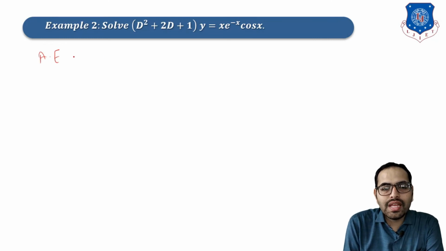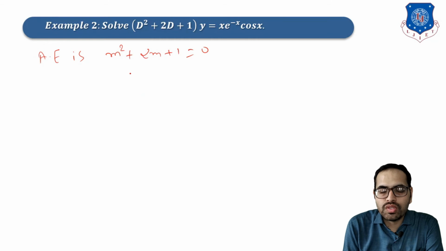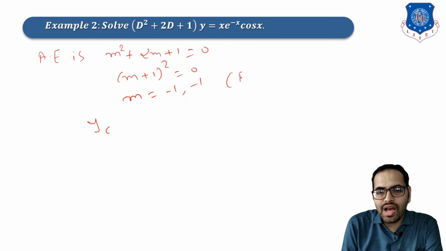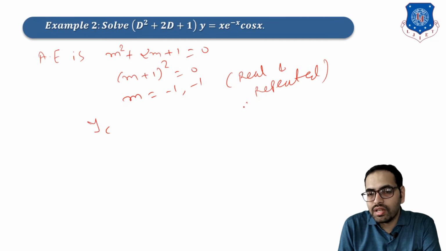Then the auxiliary equation is m square plus 2m plus 1 equal to 0. Here it is a square plus 2ab plus b square, so it becomes m plus 1 whole square equal to 0. Then the values of m are minus 1, minus 1. Then the factors are real and repeated. Then which case is applicable?